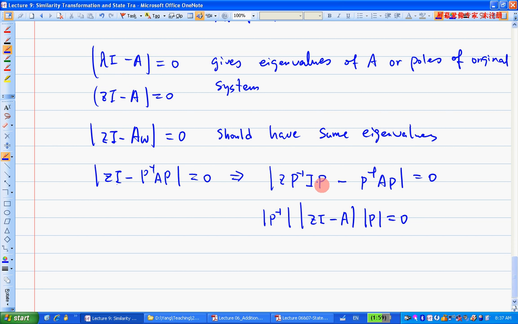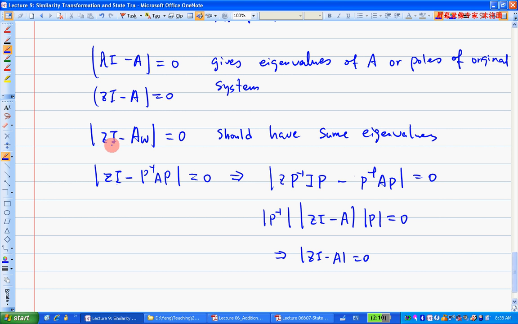If P is a scalar, then it's quite easy to take out the common things, right? P is a matrix, so it has to be taken out like this. Was that okay, from here to here? Now remember P is a constant, and P inverse is also constant. So if this whole thing equals 0, you can't set a constant to 0, which means this.